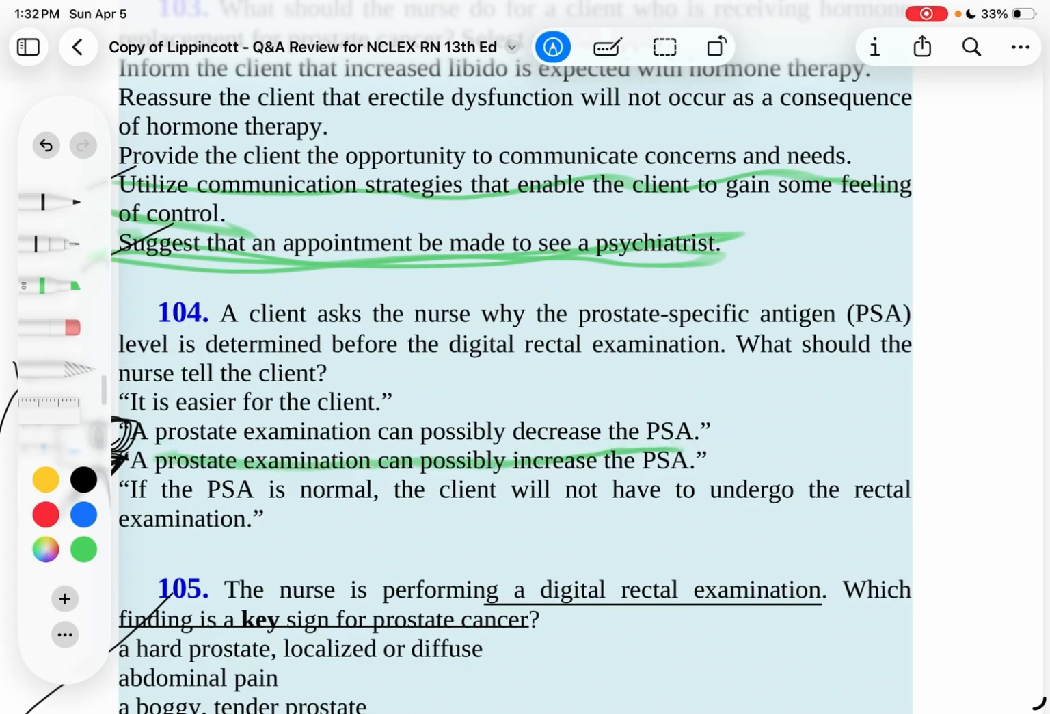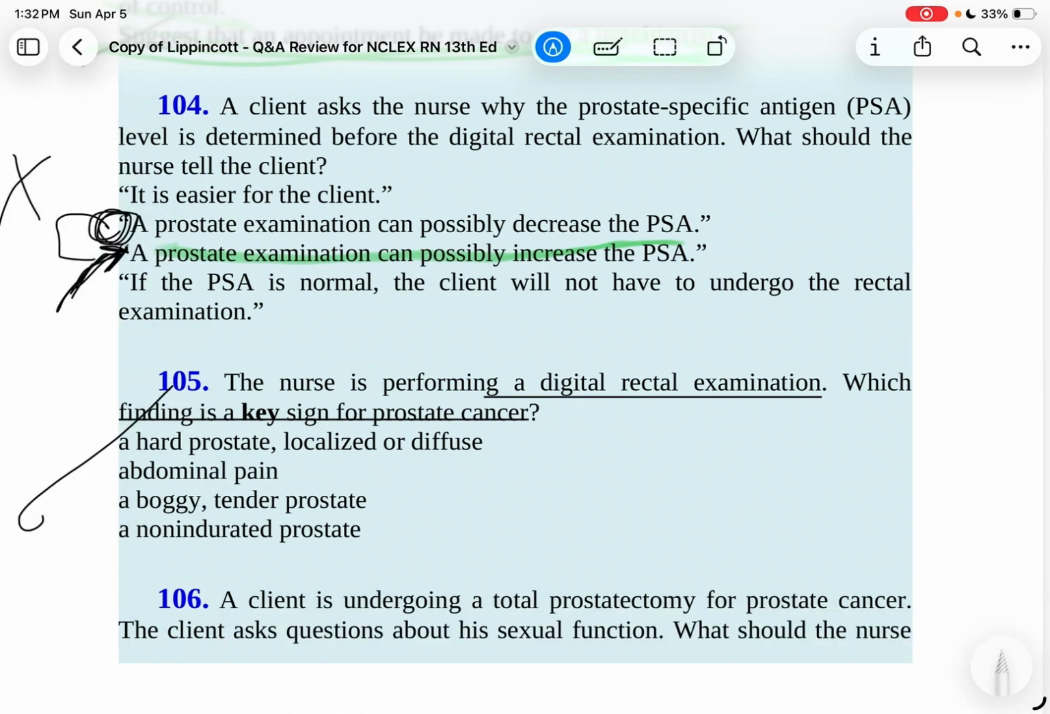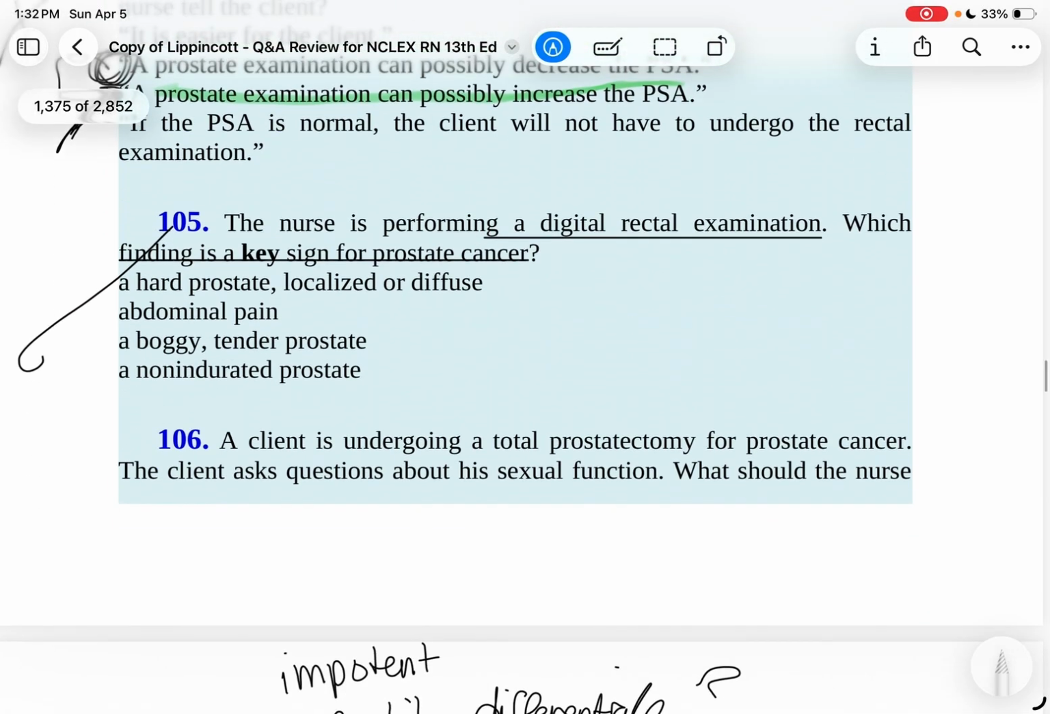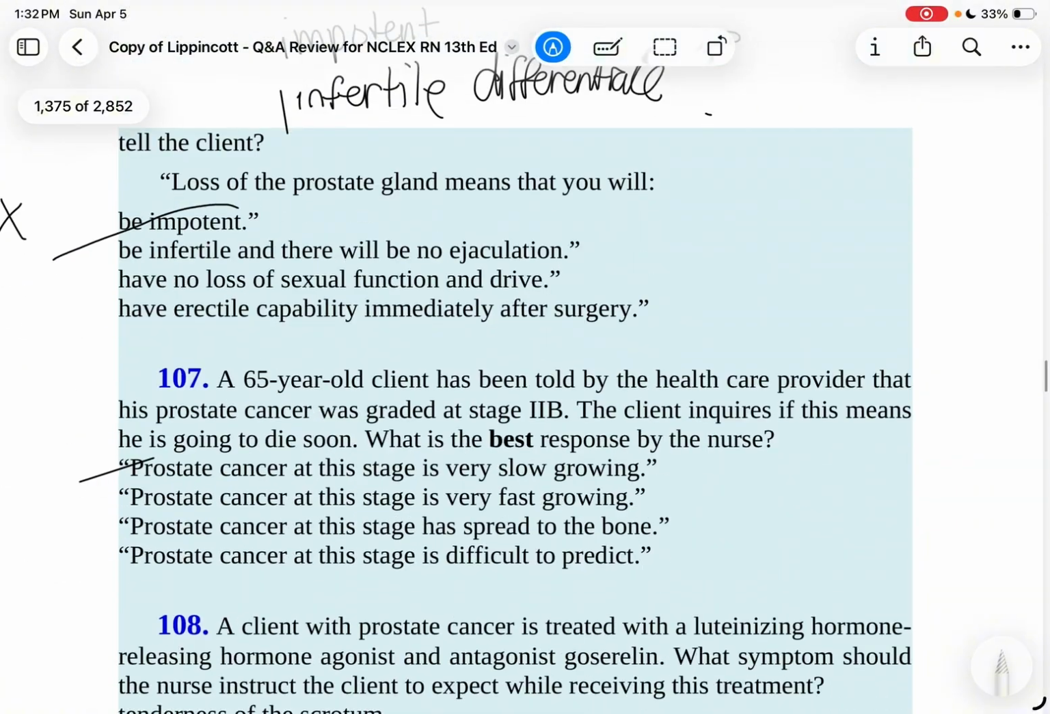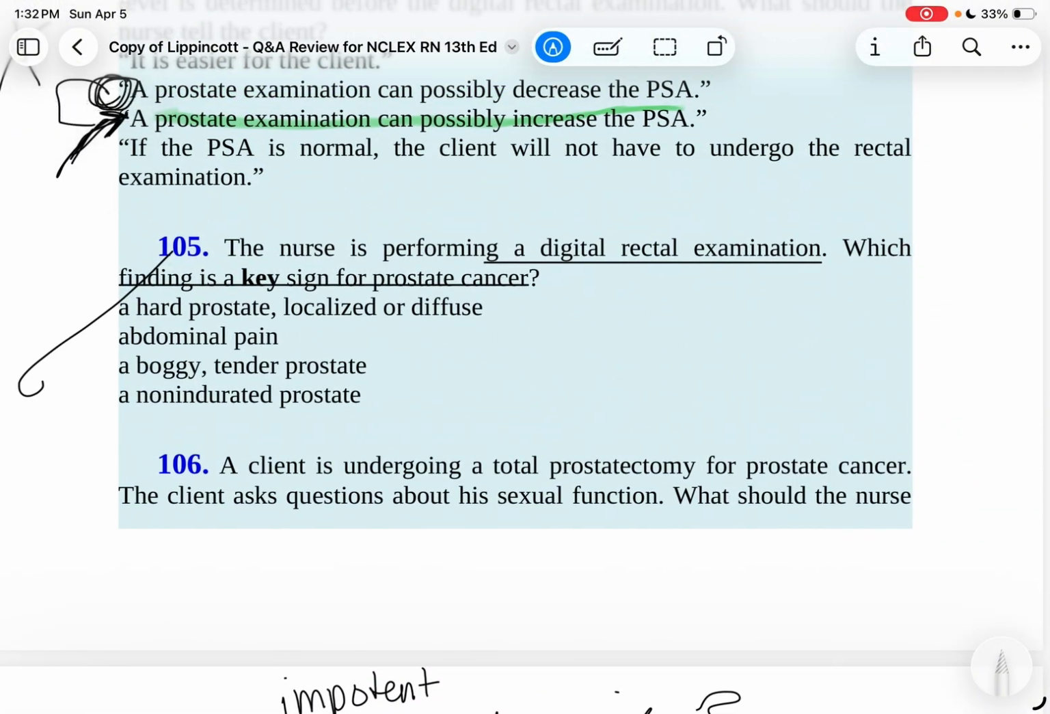The nurse is performing a digital rectal examination. Which finding is a key sign for prostate cancer? For prostate cancer, ang pinaka-key sign, bogi of the hard prostate, localized or diffused.